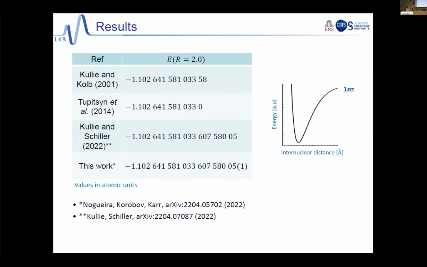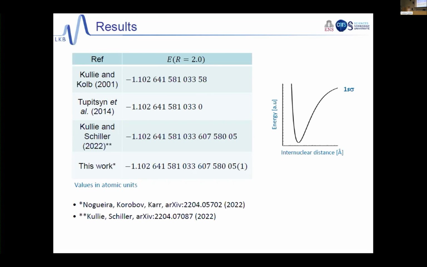Recently, this result by Cooley and Schiller came up, and it agrees perfectly with our result up to the 20th decimal place. So just to clarify, this is a curve I showed you in the beginning. We calculated the energy for an internuclear distance of 2. If we wanted, we could run this method for several values of R and then do a full relativistic version of this curve.